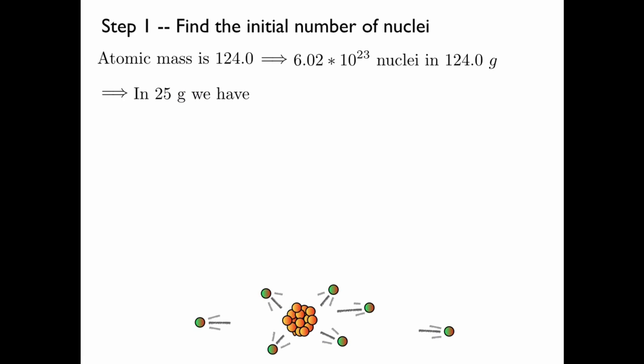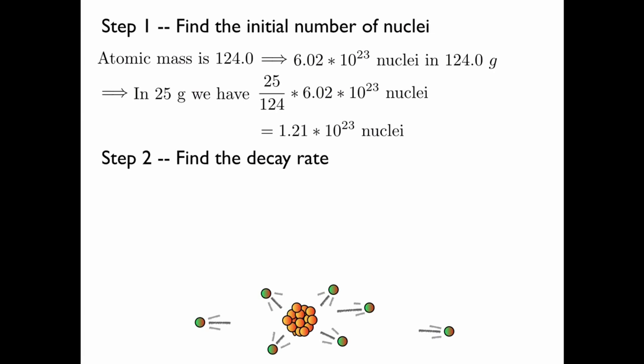However, we have 25 grams, not 124, which means that the number of nuclei we will have is Avogadro's number times the fraction 25 over 124, because that's the fraction that we have when compared to a whole mole. So this is 1.21 times 10 to the 23 nuclei.